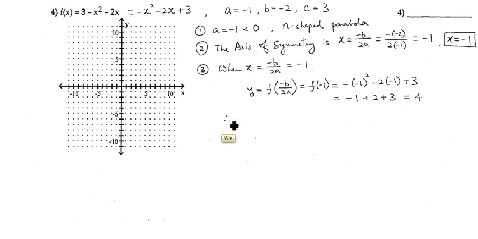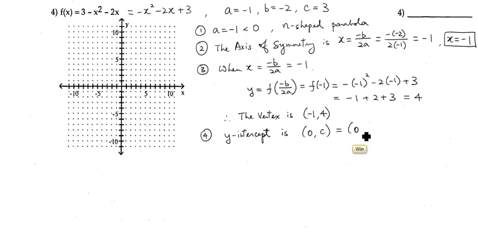After that, we can tell where my vertex is. The vertex is x comma y. So it's -1 comma 4. So we have a vertex over here. And then number 4, we want to find the intercept. Y-intercept first. The y-intercept is the point 0 comma c. So that gives you 0 comma 3.